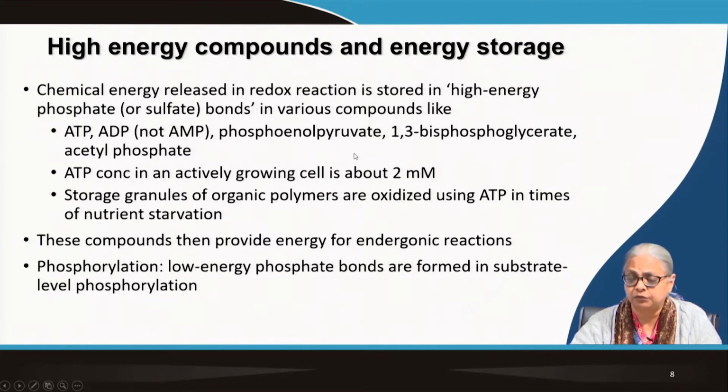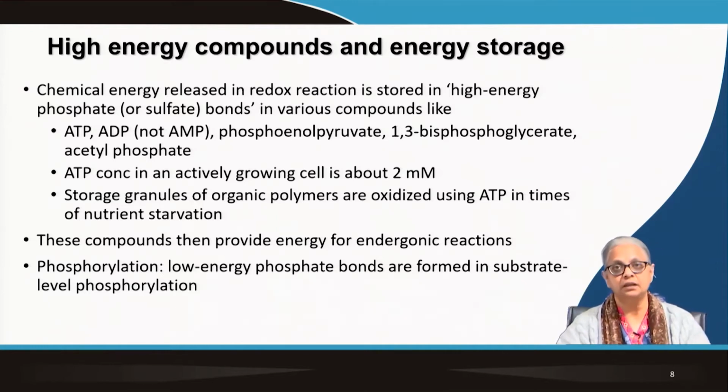Then we have phosphoenol pyruvate, 1,3-bis-phosphoglycerate as well as acetyl phosphate. These are all examples of high energy bonds. ATP concentration in an actively growing cell is 2 millimolar. Storage granules of organic polymers can be oxidized using ATP when there is nutrient starvation in the environment, or rather when the environment has low levels of nutrients. These high energy containing compounds can provide energy for endergonic reactions, and that's why they are so important. And then finally we have phosphorylation.